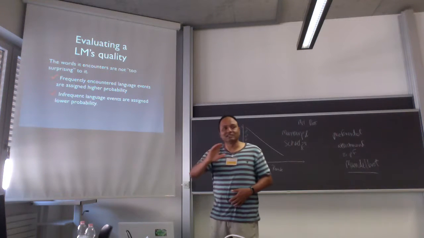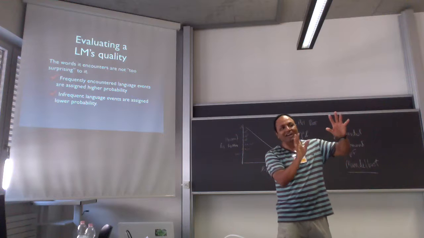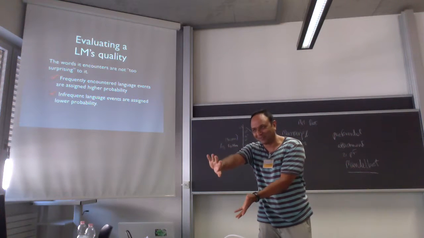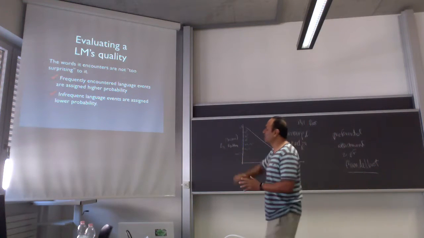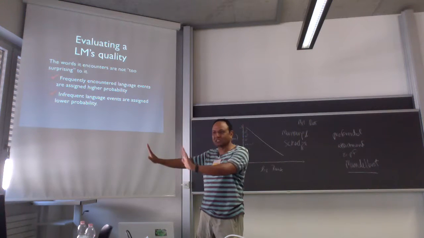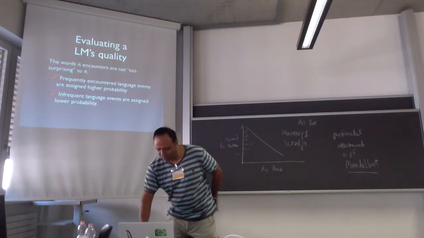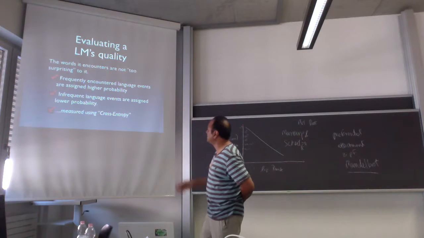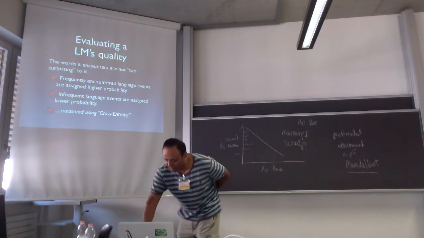And of course, since it's a probability space, if you give high probability to something, you must give low probability to something else, because it has to add up to 1. So infrequent language events can be assigned a low probability. If something is rare, you can say, okay, I'm not going to expect to see this, so I can give it a low probability. And this is measured using cross-entropy, as we saw before.